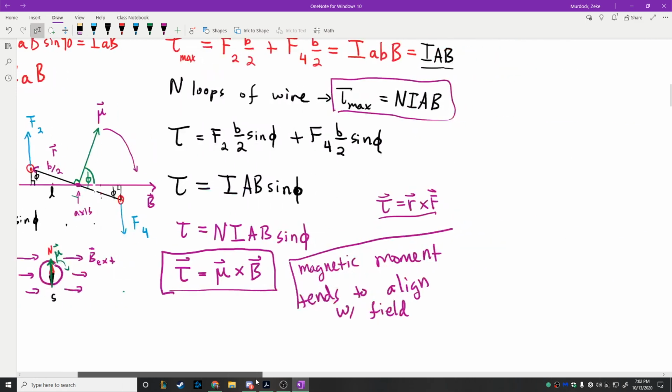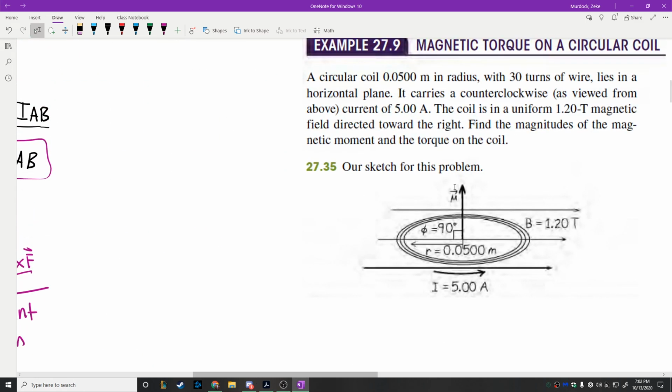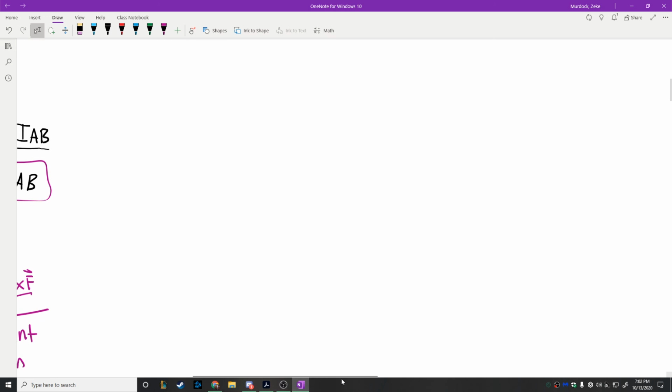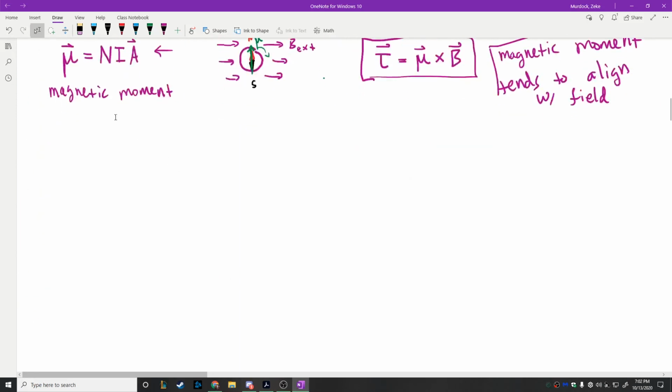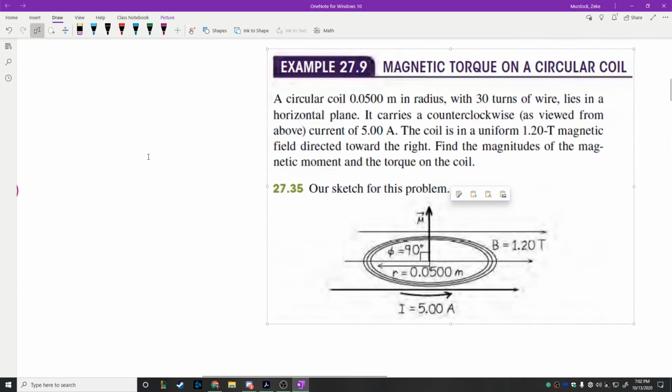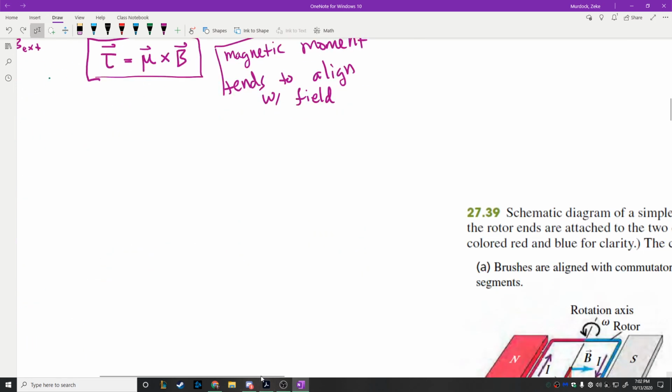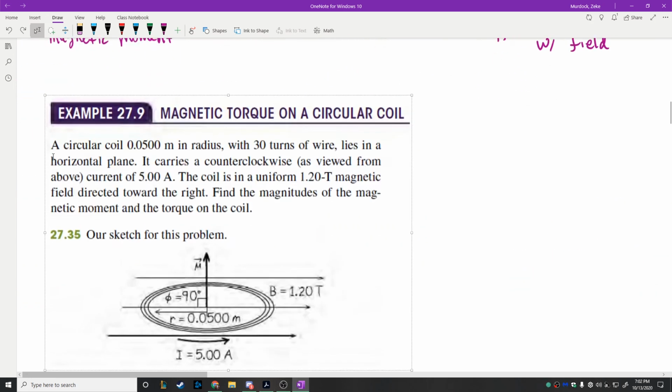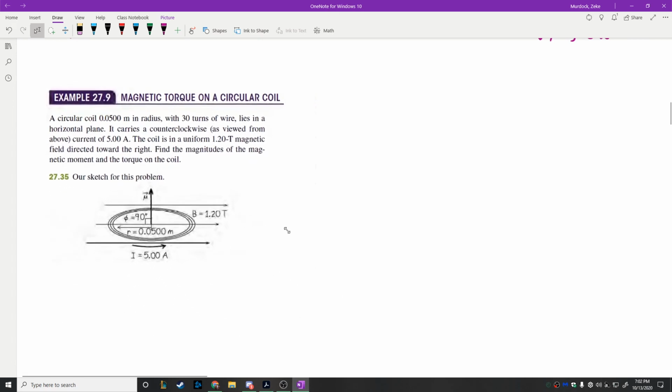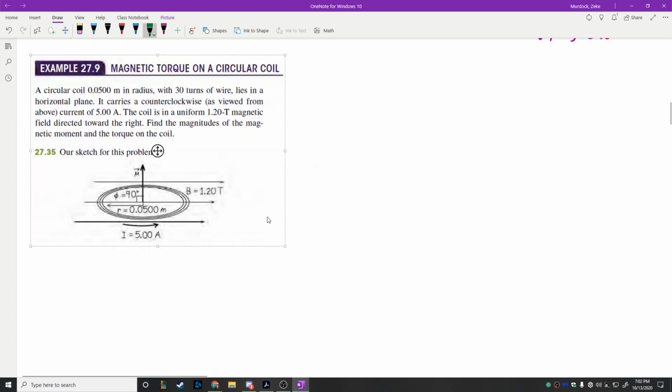You want to do a real quick problem? We'll do a problem, we'll take a break, then we'll talk about motors when we come back. There we go. I'm going to write the equations we just derived up here. So magnetic moment is number of loops times current times area of loop. This applies to not just rectangular loops, but also circular loops. And then torque.